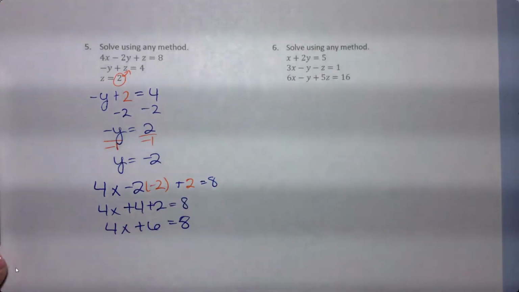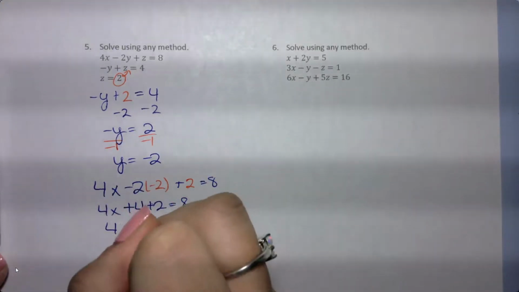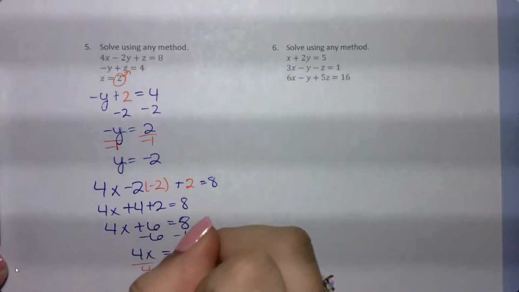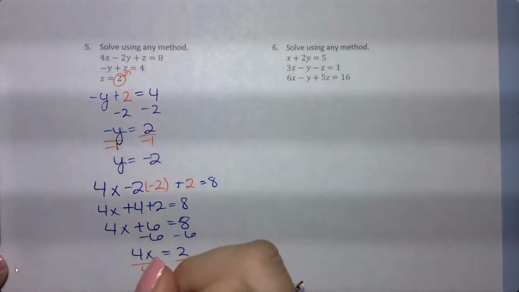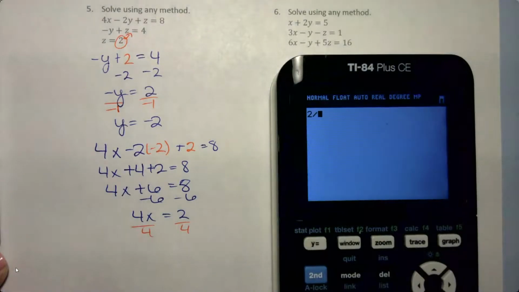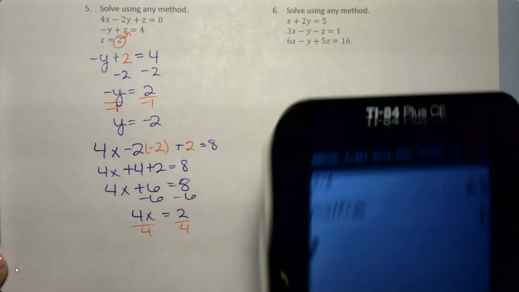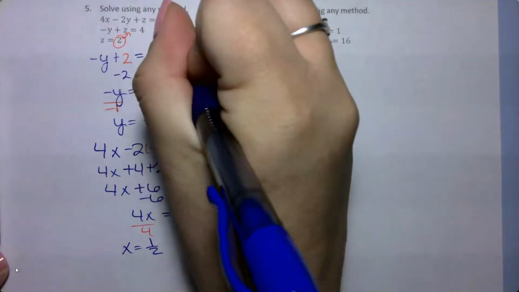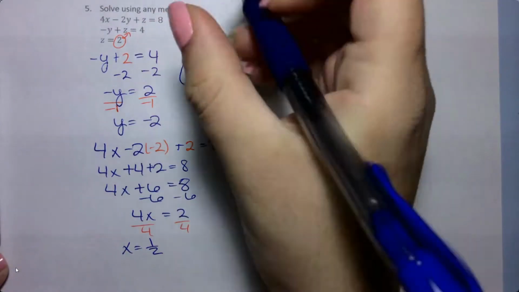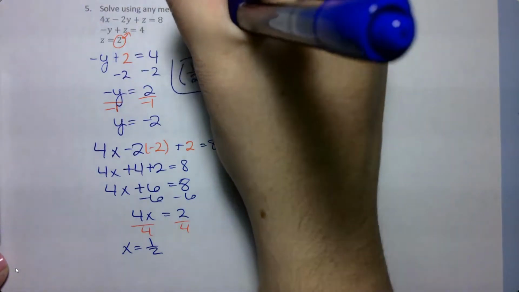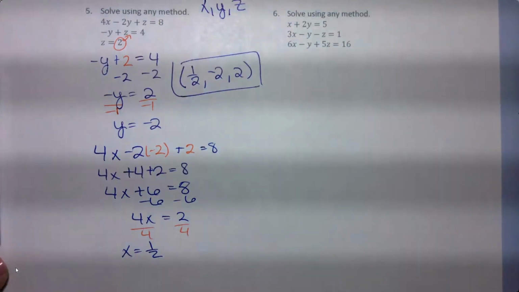Then I want to go ahead and subtract 6 on both sides. I get 4x equals 2. Then I want to go ahead and divide both sides by 4. This, when I type it into the calculator, 2 divided by 4 gets me 1/2. So x equals 1/2. I'm going to write my coordinate point up here. I have 1/2, negative 2, and 2. Remember, coordinate points always go in alphabetical order, so it's going to go x, y, z when I have 3 letters.